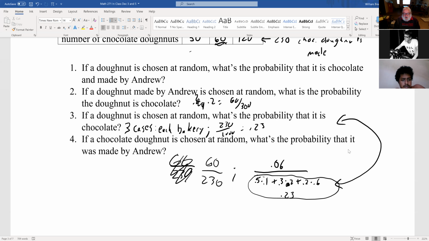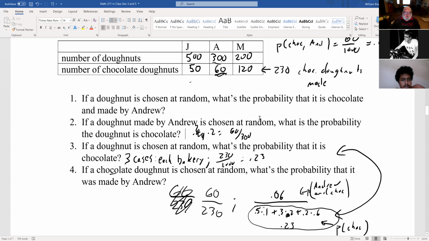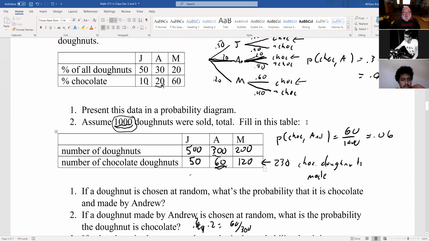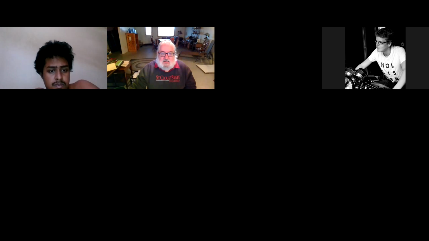So the probability that a chocolate donut chosen at random was made by Andrew is the probability that you get Andrew and chocolate divided by the probability that you get a chocolate donut. For me, these kinds of questions are easier to do if I just assume that there's 1,000 donuts and then figure out all the numbers and then do division, but you can get it all from the table. Okay, so that's the introduction to probability.